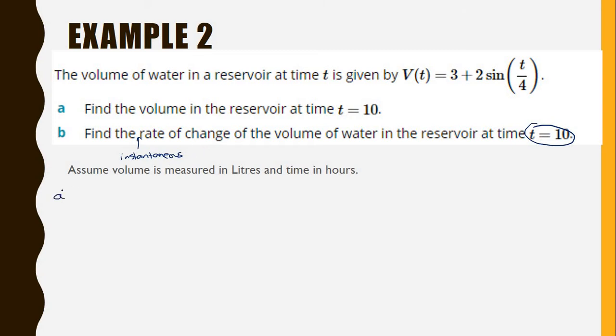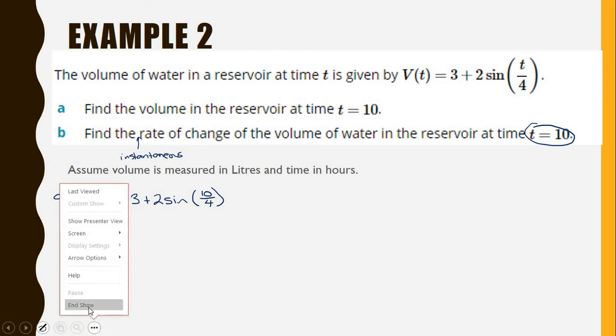Let's look at question A first. We want to find the volume in the reservoir at time t equals 10. This means that I'm subbing 10 into my equation. Now this, when we substitute in, is not one of our exact angle values. All of our exact angle values include pi, so we're going to instead put this into our calculator.